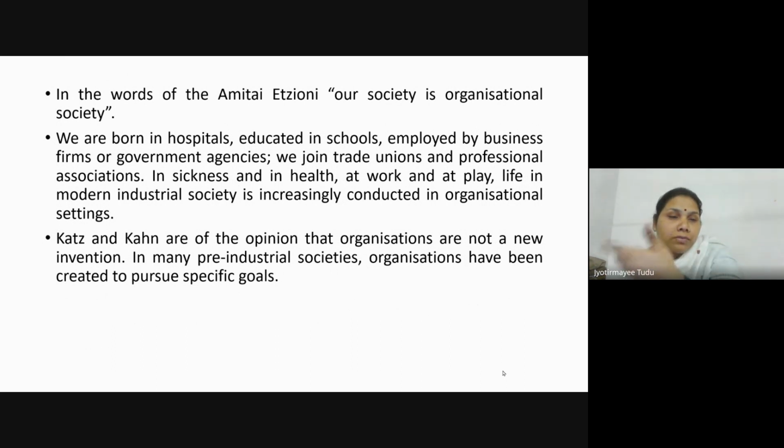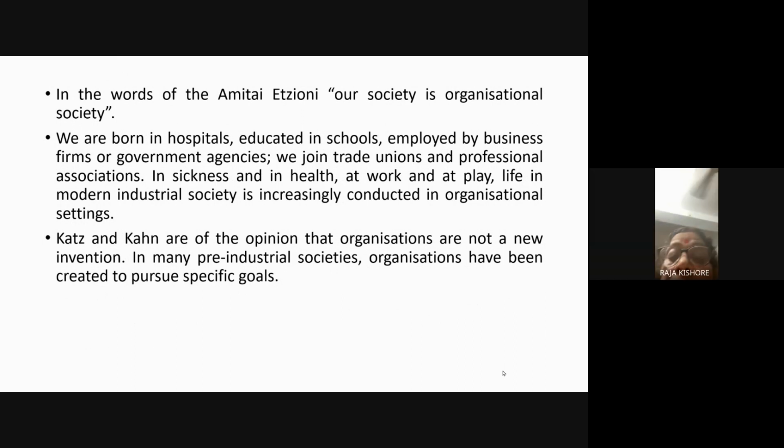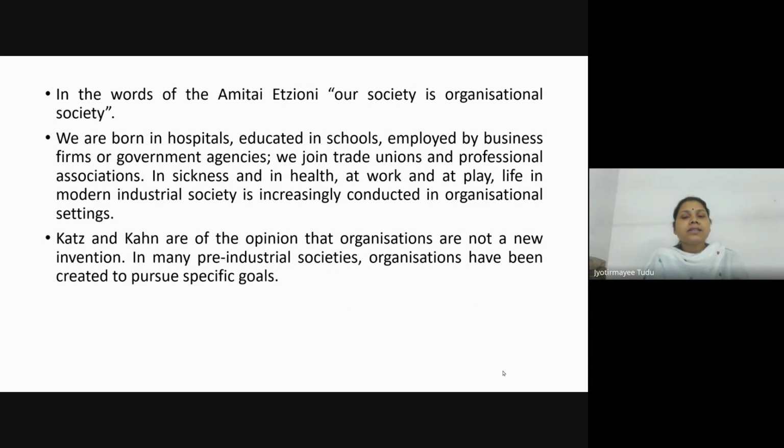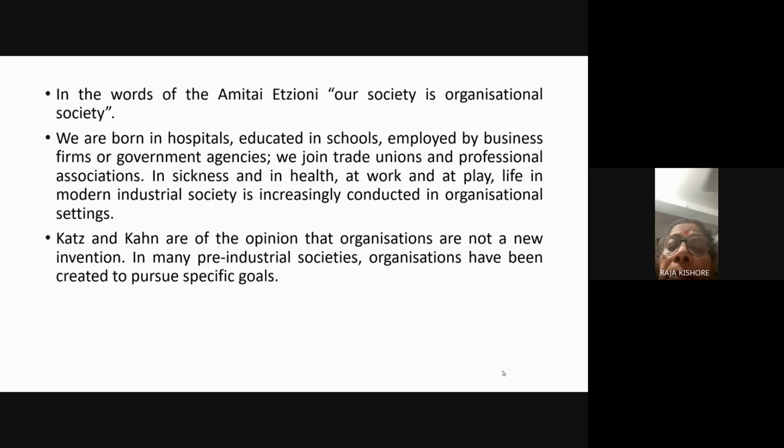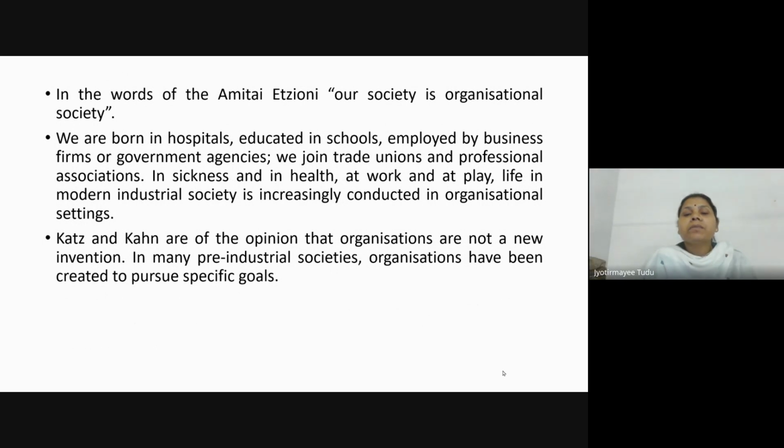born in hospitals, educated in schools, employed by business firms or government agencies. Some people also join trade unions and professional associations. So here actually we are surrounded by organizations, provided that we need to know what the purposes of those organizations are and what our role is in that.